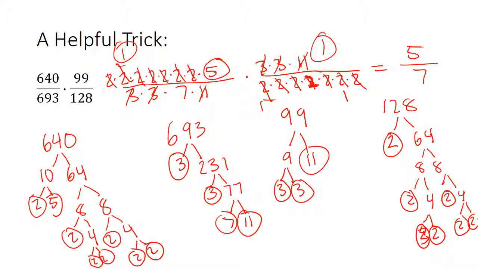So instead of having to multiply all of those big numbers out and having to try and simplify all of that down to 5/7, we were able to do a lot of canceling. We were able to simplify and then multiply, and that's going to be a lot easier.